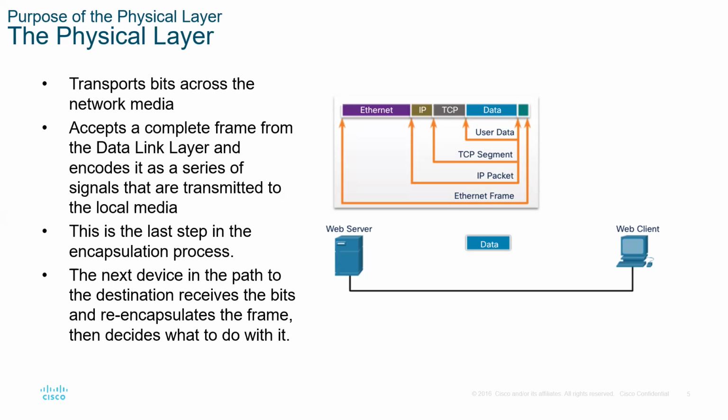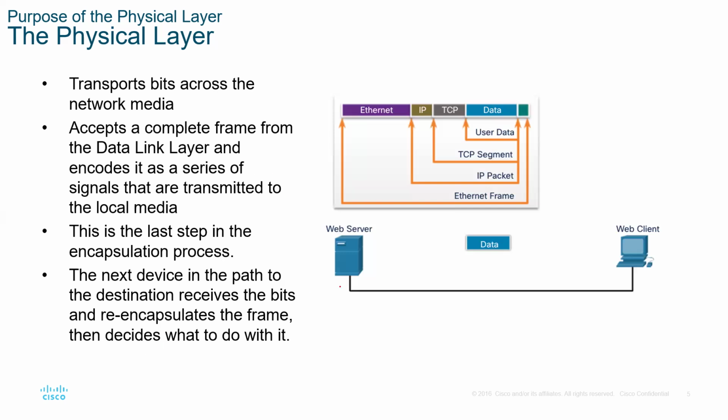the data link layer, we talked about framing, where the data coming from the application layer gets encapsulated up until it gets to layer 2. We have a frame. That frame needs to be converted into a series of signals that is transmissible over media. Encoding, definition. Right. This is the last step of the encapsulation process. The next device in the path to the destination receives the bits, re-encapsulates the frame, then decides what to do with it.